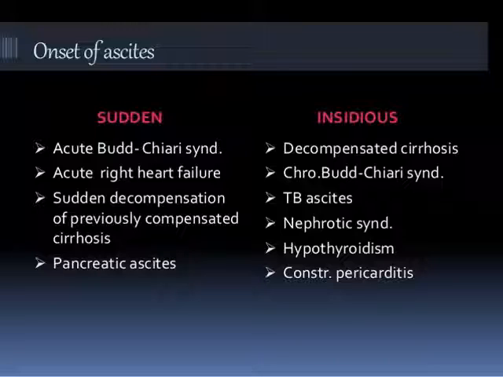What is the etiology of acutely or rapidly developing ascites? Remember acute Budd-Chiari syndrome, acute right heart failure, and sudden decompensation of previously compensated cirrhosis. We should think about HCC on top of liver cirrhosis. Also pancreatic ascites. On the other hand, insidious or gradually developing ascites occurs in cases of decompensated cirrhosis, chronic Budd-Chiari syndrome, tuberculous ascites, nephrotic syndrome, hypothyroidism, and constrictive pericarditis.